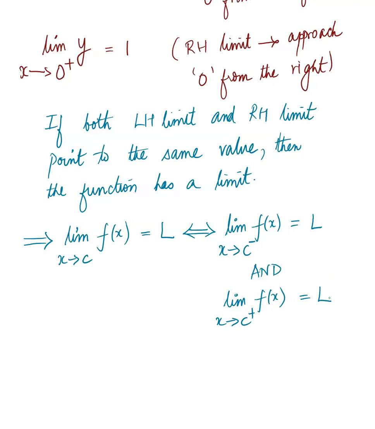Okay? So if you can split up the limit into left-hand and right-hand sides, and they point to two different values, then we have one-sided limits. If they point to the same value, then we establish that the function has a limit, which is a two-sided limit.